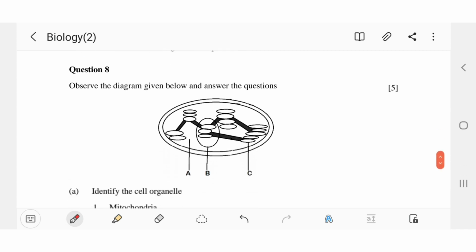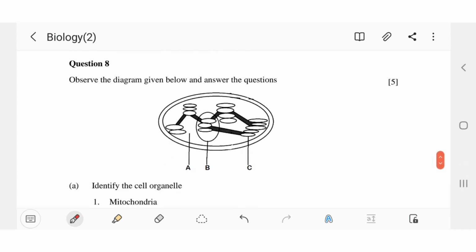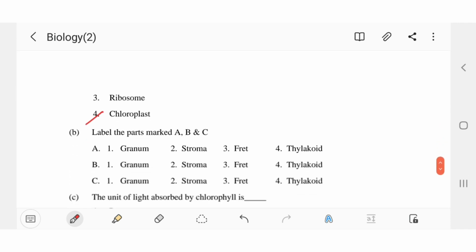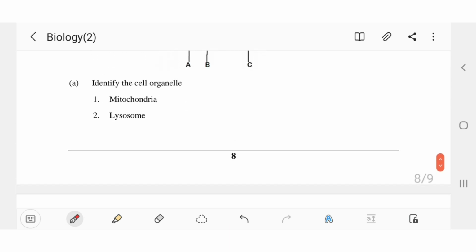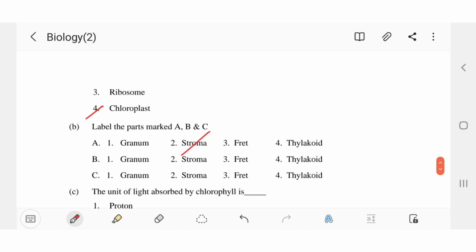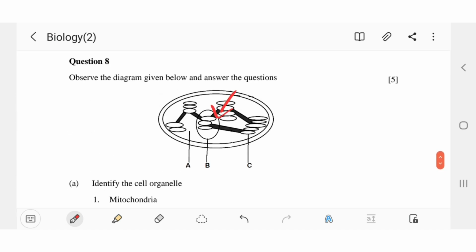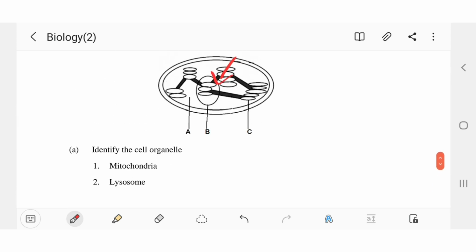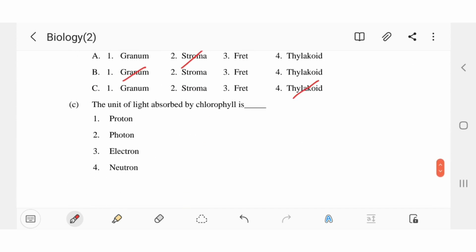Question 8. Observe the diagram given below and answer the questions. A, identify the cell organelle. This is definitely chloroplast. B, label the parts marked A, B, and C. So for A, 4 options are given, and B, 4 options, and C, 4 options are given. Now, A is stroma. B is, you can see, showing a pile of thylakoids, a pile of coins. So it's definitely granum. And C, it is one coin. That means thylakoid. C, the unit of light energy, the unit of light absorbed by chlorophyll is photon.